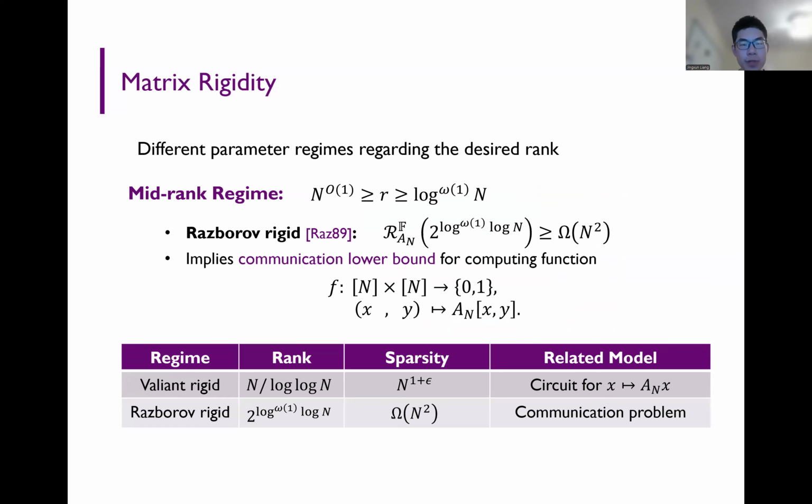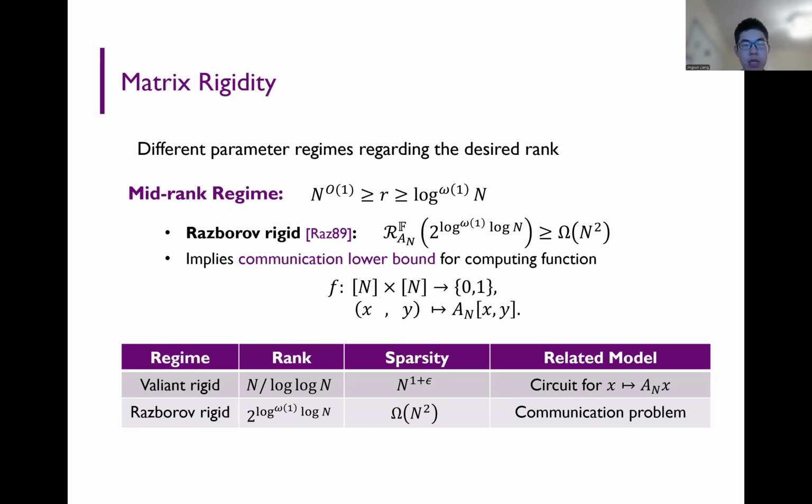Let's now move to the mid-rank regime, which was first explored by Razborov. In this setting, we aim to reduce the rank of A to something like quasi-polylog n, which is larger than any polylog, but still far smaller than any polynomial. And now we are allowed to change a constant fraction of all the n squared entries.